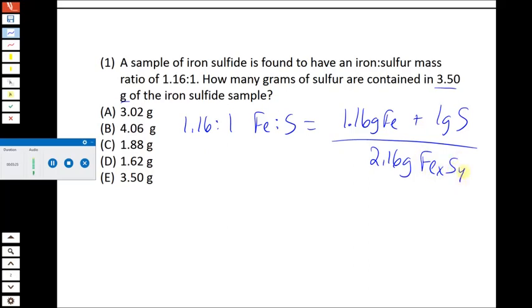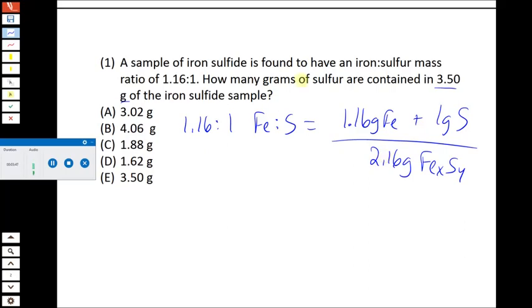So we can use any of these combinations as a ratio. 1.16 grams of iron per gram of sulfur, or vice versa. 1.16 grams of iron per 2.16 grams of compound. 1 gram of sulfur per 2.16 grams of compound. Any of these combinations work as a mass ratio to describe that compound. And so that's how we're going to approach this question here.